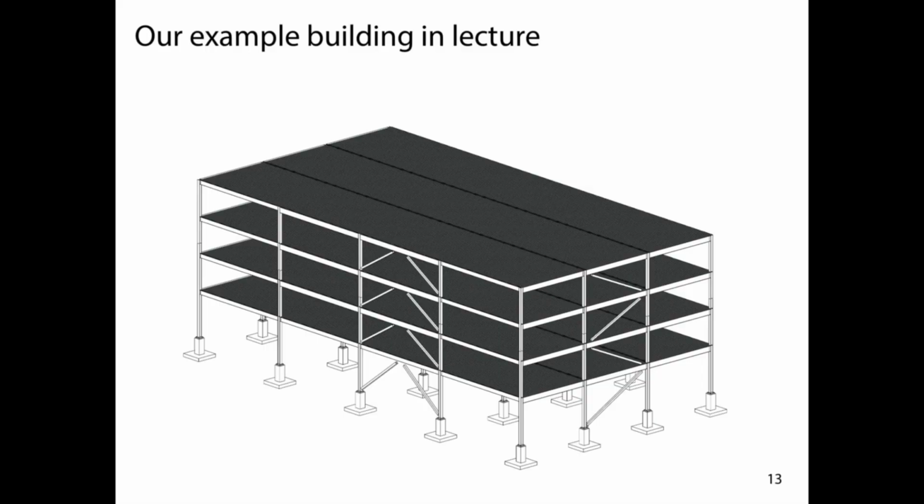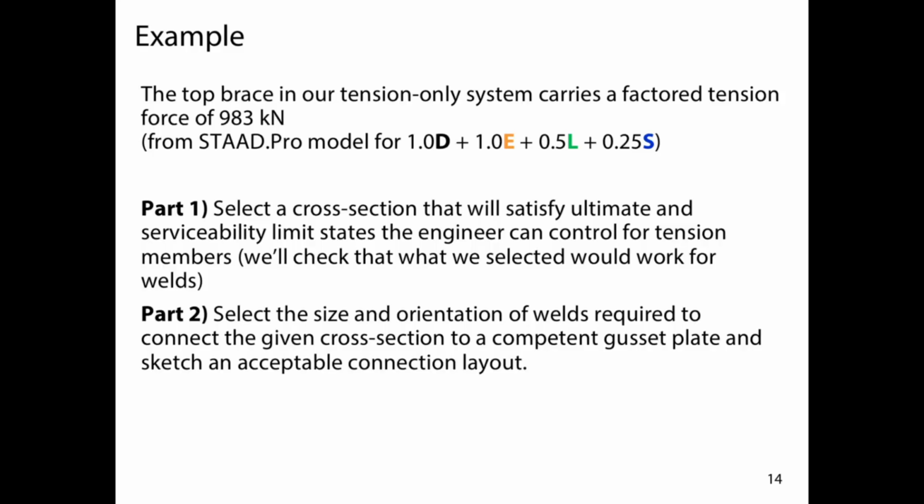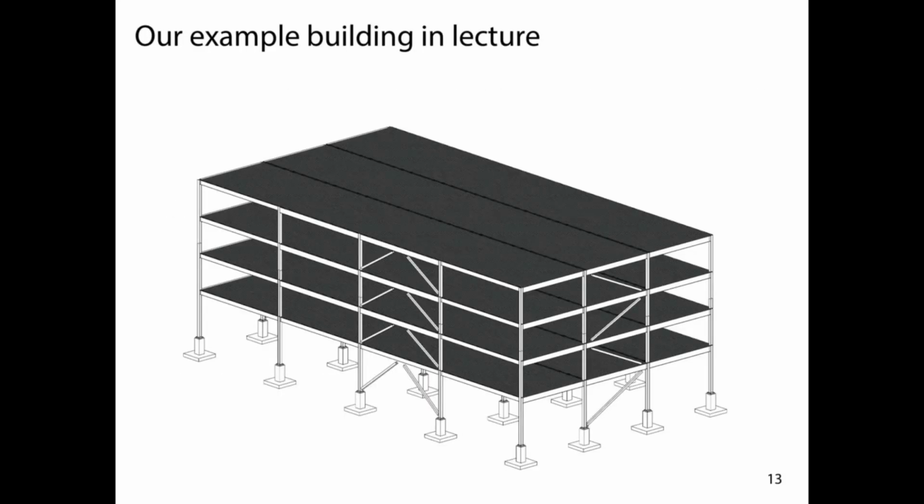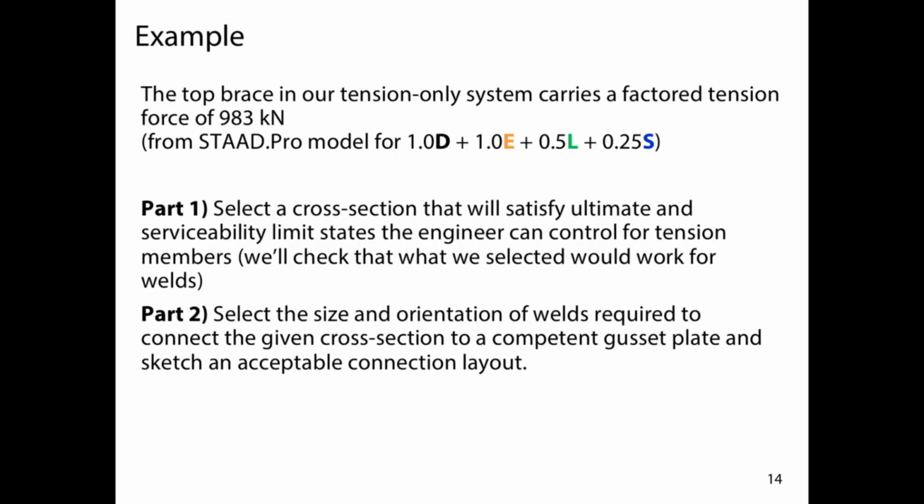Today we're going to look at a different part here, and so we're actually going to look at the top member here. Okay, so we're going to look at the top brace. Again, we're just going to assume that we still have this tension-only bracing and not this zigzag configuration. And maybe from the STAD Pro model, based on that same load case, dead plus earthquake plus live plus snow, we got a factored tension force of 983 kilonewtons for that particular brace. And we're going to go through the same process. I'm doing this for a different load because we'll get to see a slightly different section.